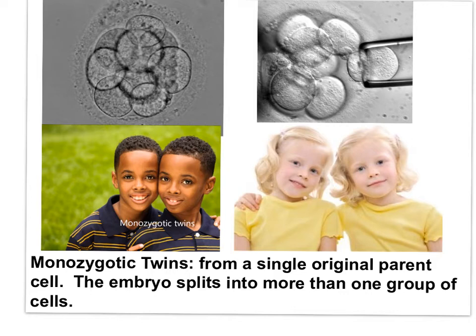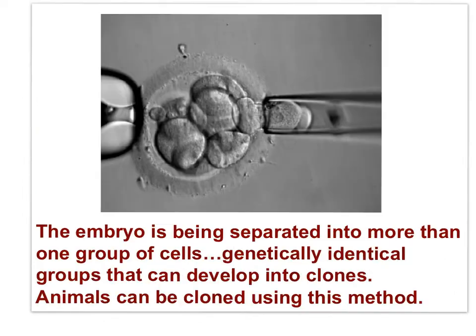The original single embryo looked much like this one in the upper left corner. The embryo, for reasons scientists do not understand, broke apart into 2 groups of cells, genetically identical. In the upper right micrograph, you can see a cell being pulled off. As a separate cell, it might grow into an individual that is genetically identical to the individual that develops from the rest of the group. Once again, the embryo seen here in the image is being separated into more than one group of cells, genetically identical groups that can develop into clones. Animals can be cloned using this method.